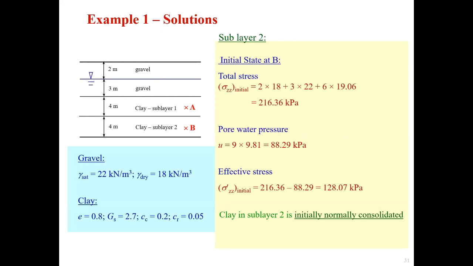And for the second sublayer, for the point B, the initial vertical effective stress. So again, that will be the difference of the total stress and pore pressure. If you are familiar with the first sublayer, then you can easily work out the total stress and pore pressure, and the difference of them, that's the effective vertical stress. And this is the indirect way. You can also use the direct way to calculate the effective vertical stress, and that is also provided. So this is a given condition. Initially, the clay soil is normally consolidated.